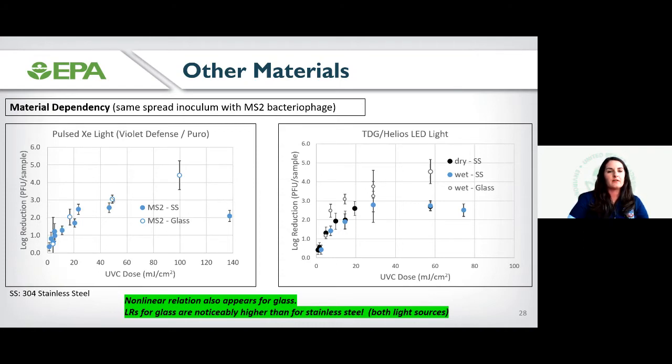While we see the same somewhat nonlinear relationship between the dose and the log reduction, generally speaking, the inactivation of MS2 on glass tended to be much higher than on stainless steel. You can see here for both the pulse xenon and the LED lights, we were able to achieve greater than a 3 log reduction. Next slide.